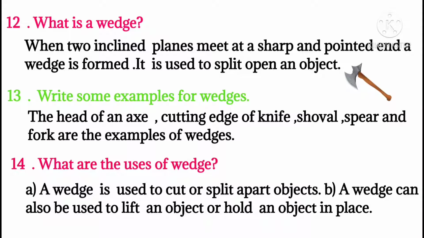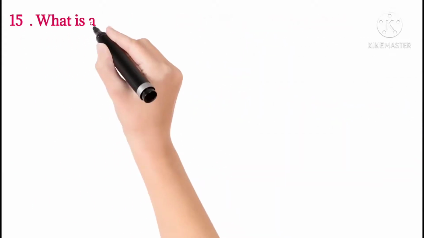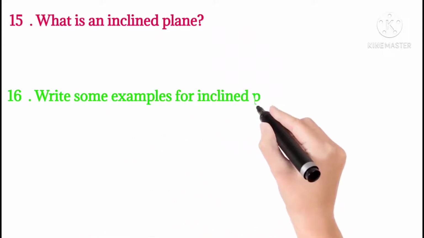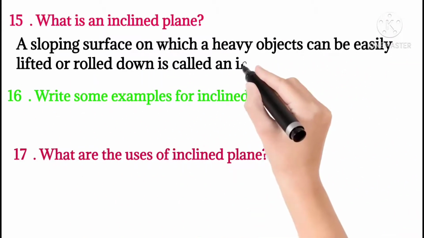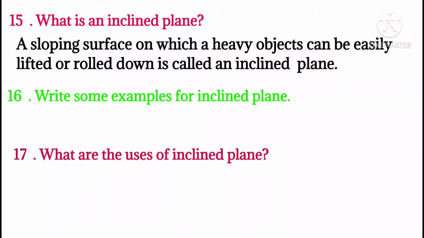Question number 15. What is an inclined plane? An inclined plane is a simple machine. One end of the inclined plane is higher than the other. It is used as an aid for raising or lowering a load. A sloping surface on which heavy objects can be easily lifted or rolled down is called an inclined plane. An inclined plane requires less force to move an object than lifting it straight up.